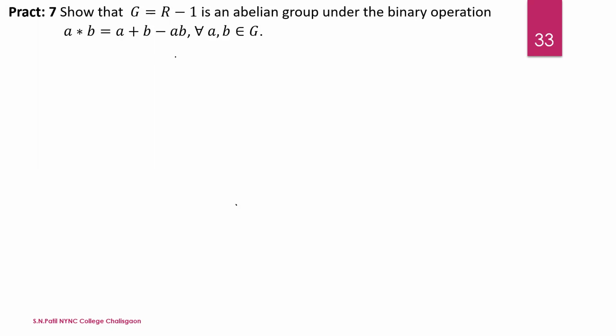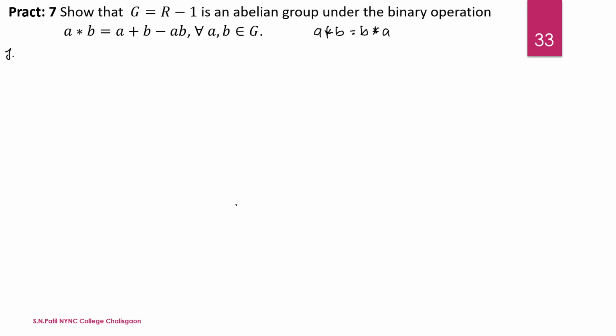In this video lecture, we discuss a problem of group theory. The problem is to show that the given set G, that is R minus {1}, where 1 is not in the set, is an abelian group under the binary operation a star b equals a plus b minus their product, that is a into b, for all a, b in G. First we show that G is a group, and after that we show that a star b is the same as b star a. If both are equal, then G is abelian.